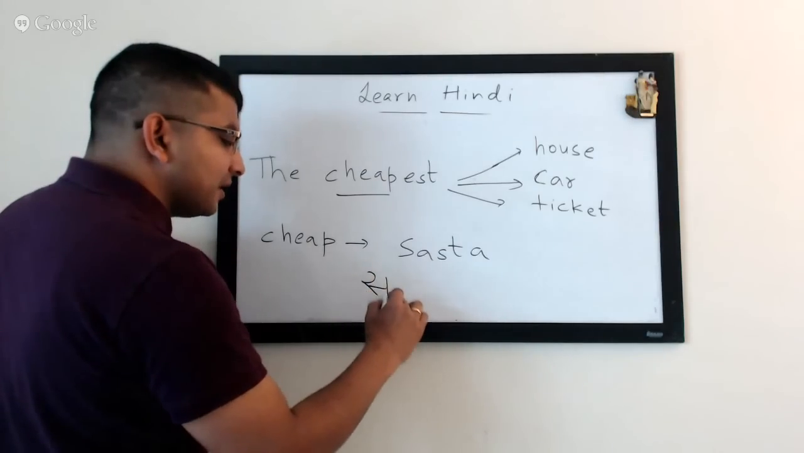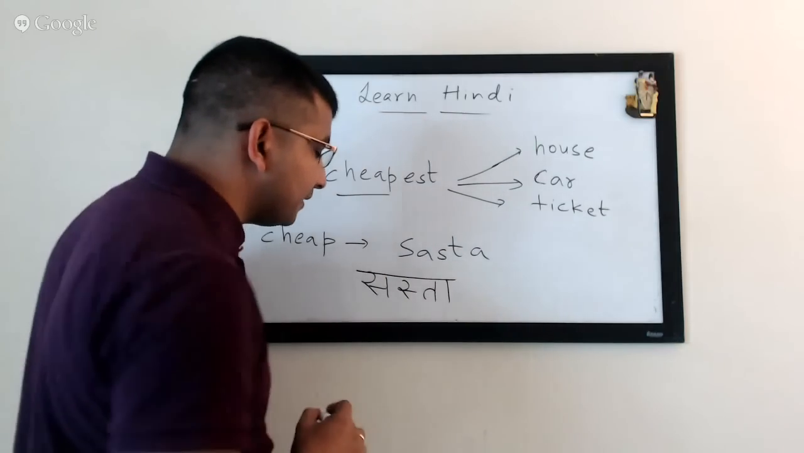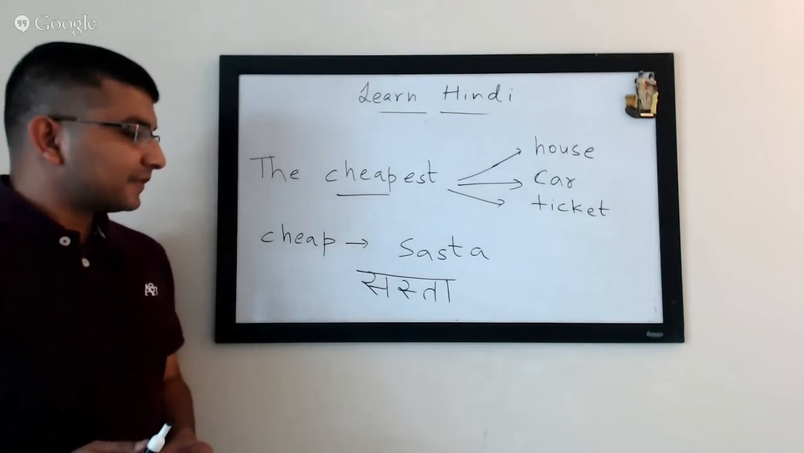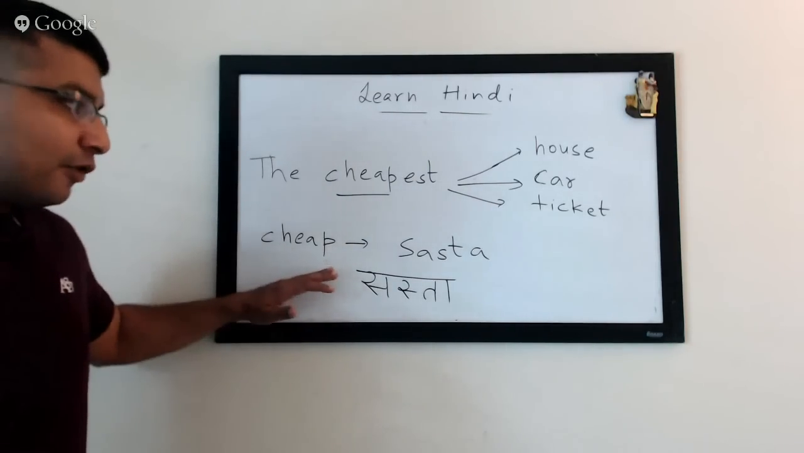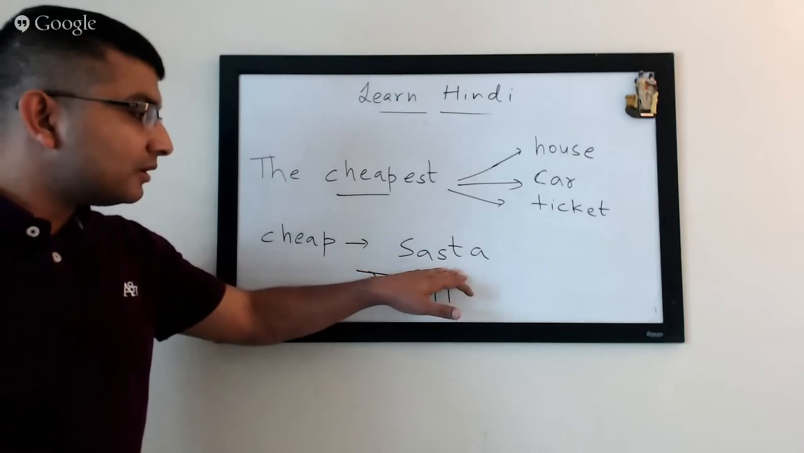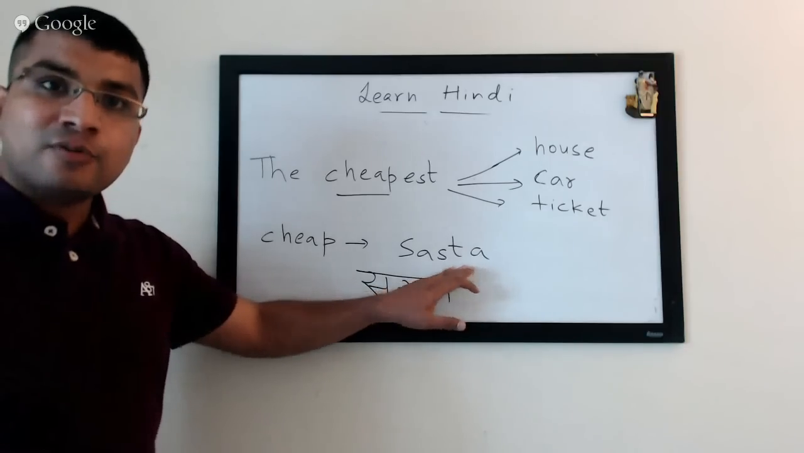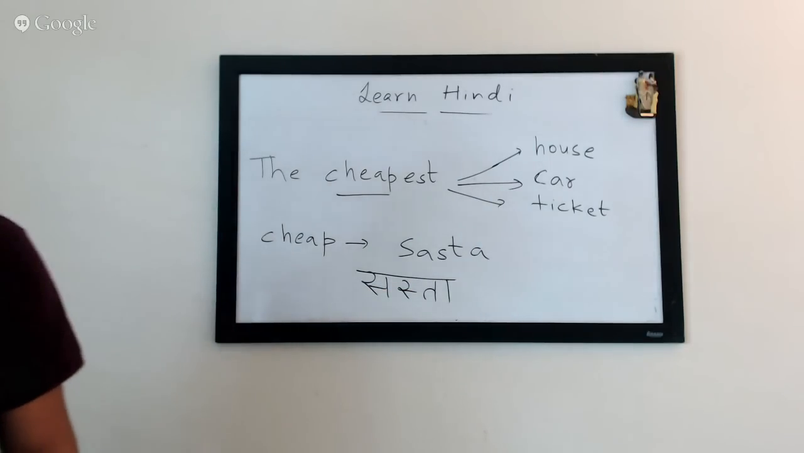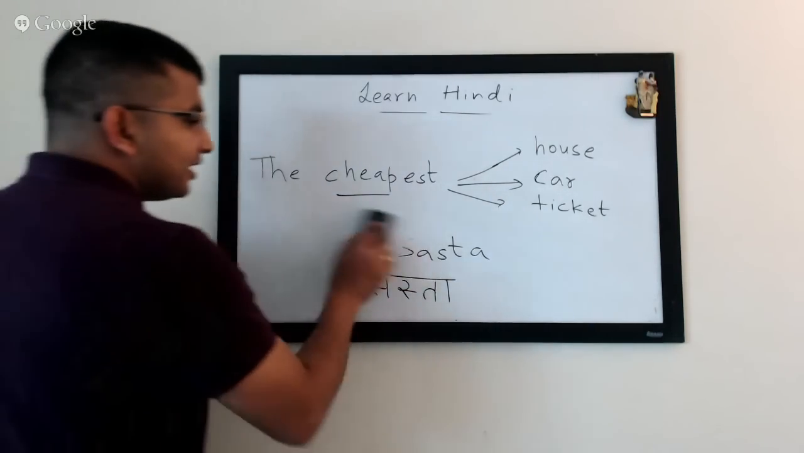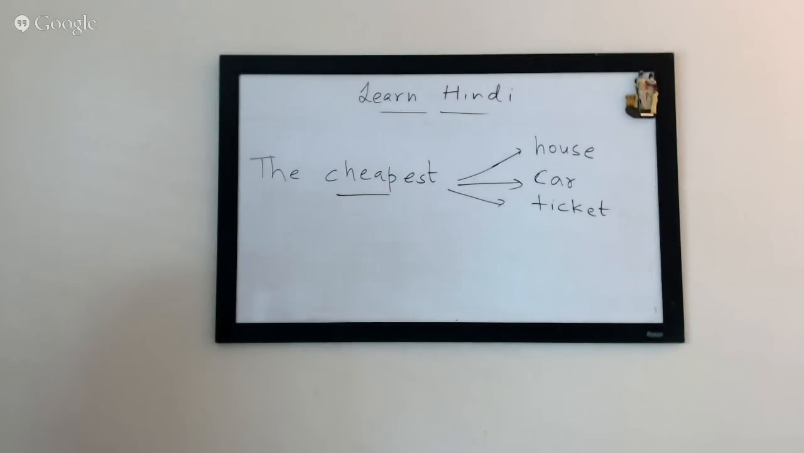followed by half aa, the, and a, right? Sasta. It follows the same principle as mehenga, where you have sasta for masculine singular, sasti for feminine singular and plural, and saste for masculine plural. Okay. So I'm going to take a quick pause here, and let you do your homework. So the cheapest house, the cheapest car, and the cheapest ticket. Okay. Awesome.